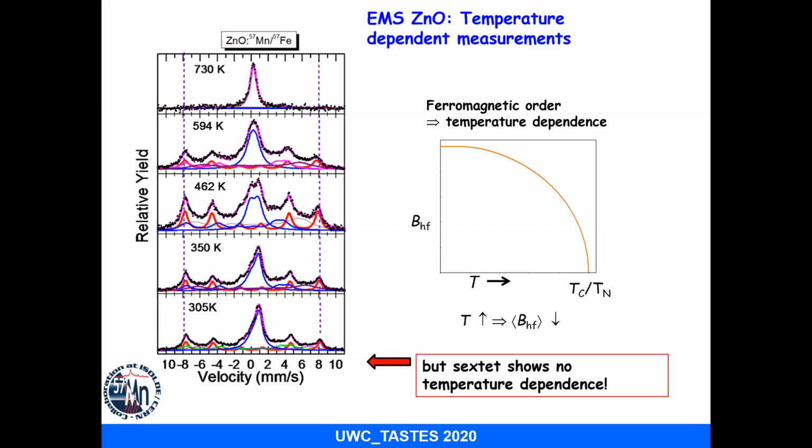Now this means, had this been ferromagnetic order, then there would be a temperature dependence following the Brillouin curve. But our sextet shows no temperature dependence.